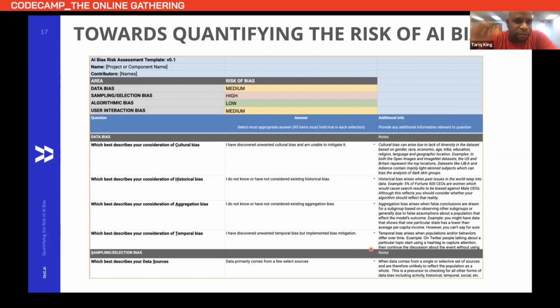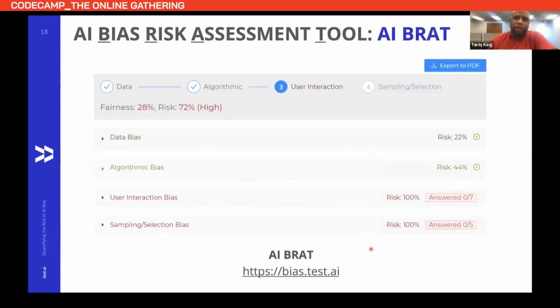But of course, that wasn't good enough. I showed this idea to one of my leaders at test.ai, and he said we can build a web application that takes that idea and encodes it in everything that we do. And so we launched what's called AI BRAT, the AI bias risk assessment tool. It follows that bias cycle and looks at those different categories, and it follows the mnemonics that we saw and gives you examples of these things, right?